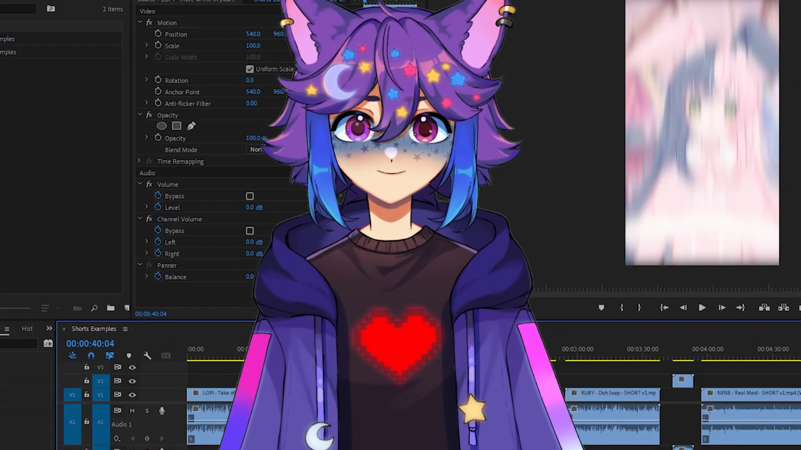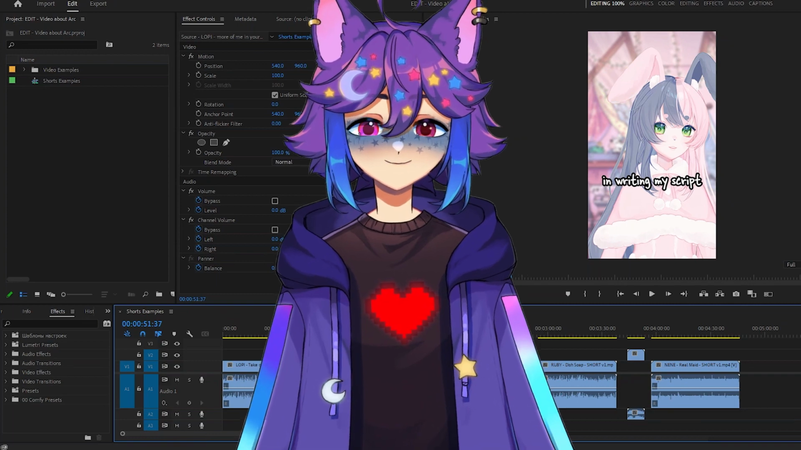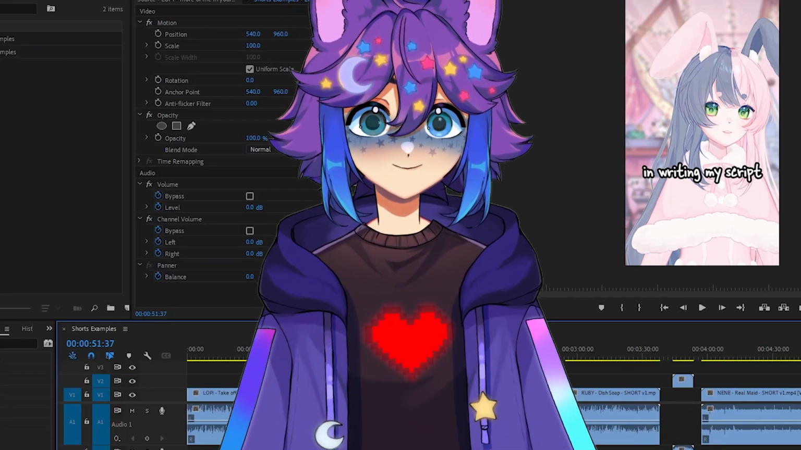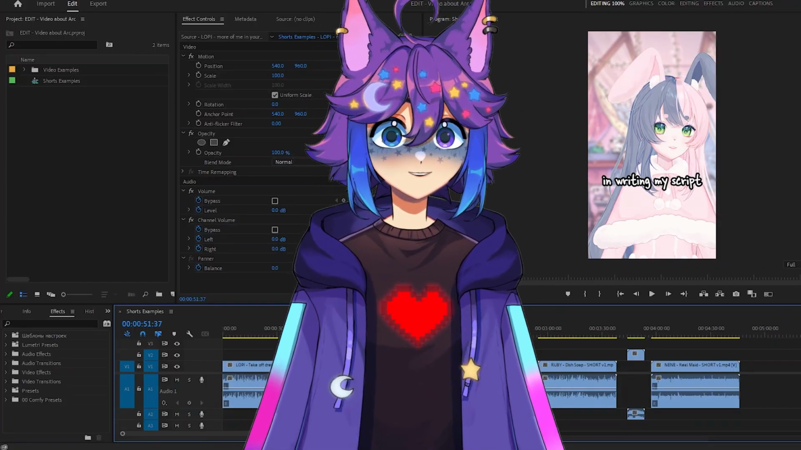Pull back the curtain a little bit. Lopi was not lying when she said, I didn't get this far in writing my script. Lopi, in my opinion, is a very good storyteller. She's one of the best. So even though she kind of lost the plot a little bit in the middle of recording this, she's still able to kind of stick the landing here.